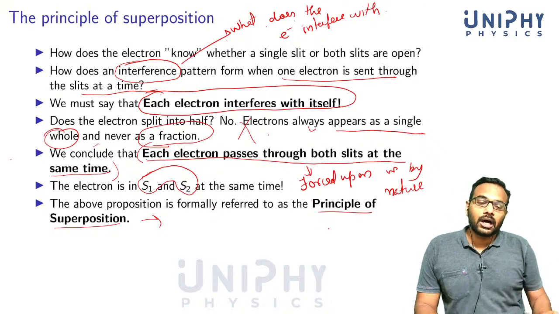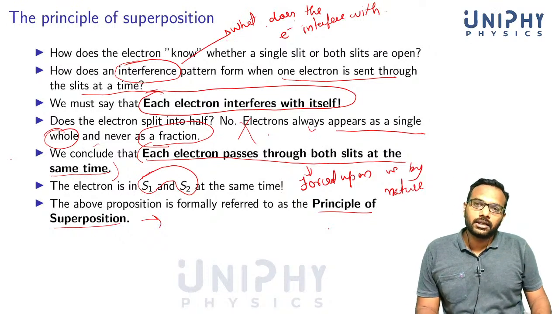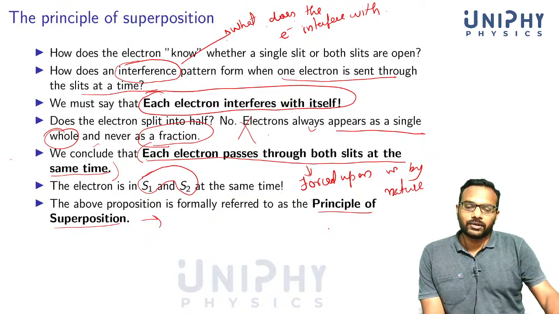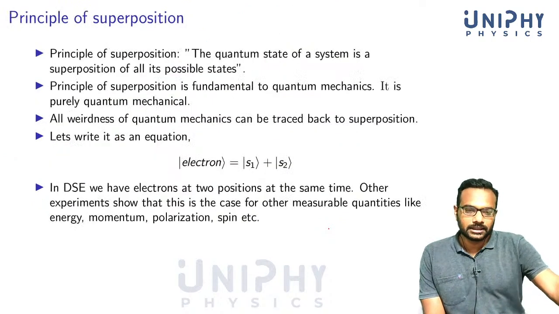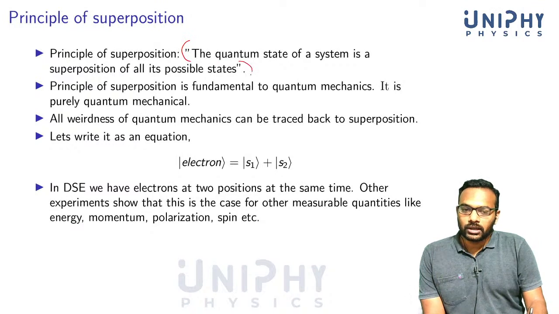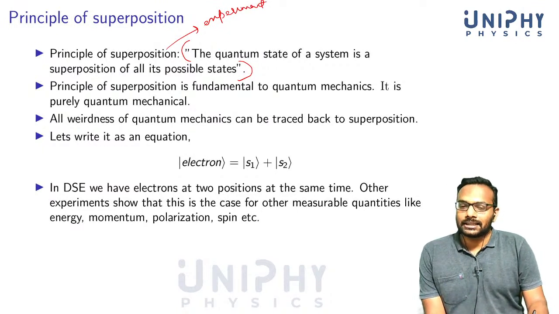So people tried to avoid this conclusion, but they saw that this is the only consistent way in which we can formulate the theory of subatomic particles. So this is what we call the principle of superposition. We'll formalize it a little bit. The principle of superposition that we concluded from experiment, from the double slit experiment, is that the electron actually exists in two places at the same time.